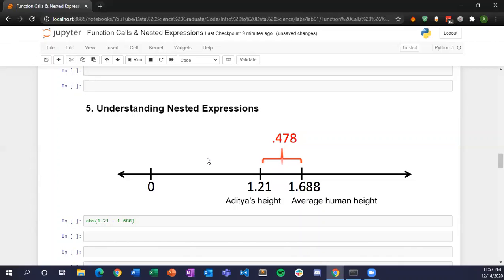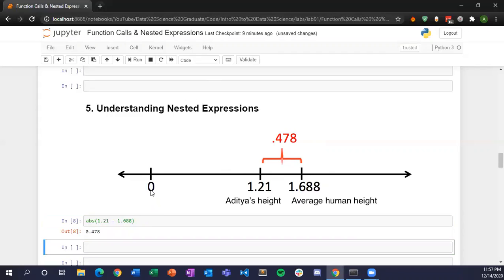So, for example, let's say we have a friend, Aditya. If Aditya is 1.21 meters tall, then his height is the absolute value of 1.21 minus 1.688, or 0.478 meters away from the average, which is shown here. And here's how we write that in one line of Python code.